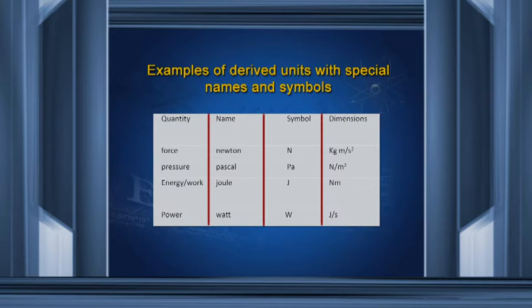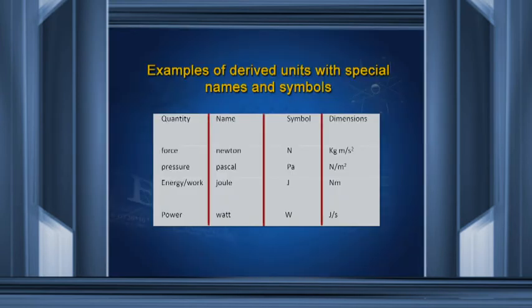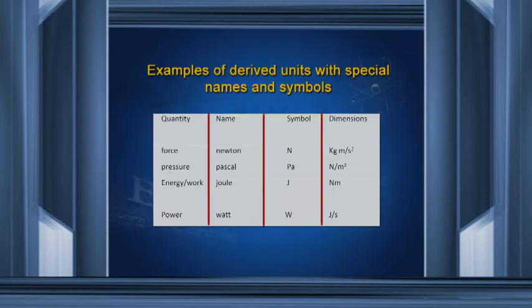Force is the first in this list, and its unit is newton with small n. It is named after the great scientist Isaac Newton, and its symbol is capital N, and its dimensions are kilogram meter per second square. Let me emphasize, if you want to write 10 newtons, you will write with small n, or you will write 10 capital N. You must always obey this system.